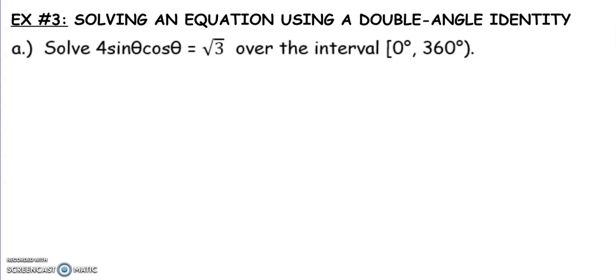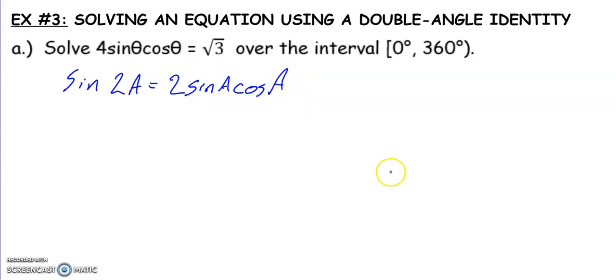We are going to continue our work with our double angle identities, and we are going to solve this equation using these identities. Now, notice sometimes it won't say 2A. Well, the identity I am going to use says the sine of 2A equals 2 sine A cosine A. This is the identity that I am going to use.